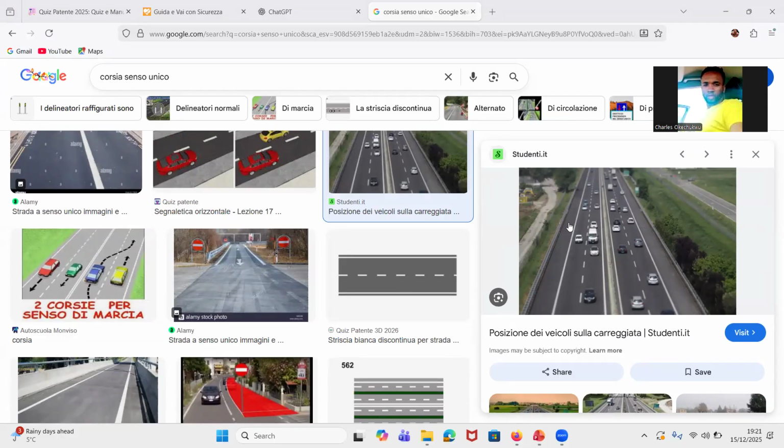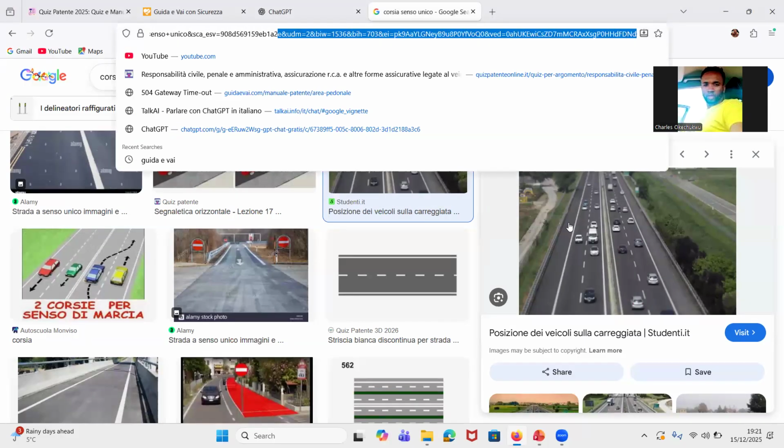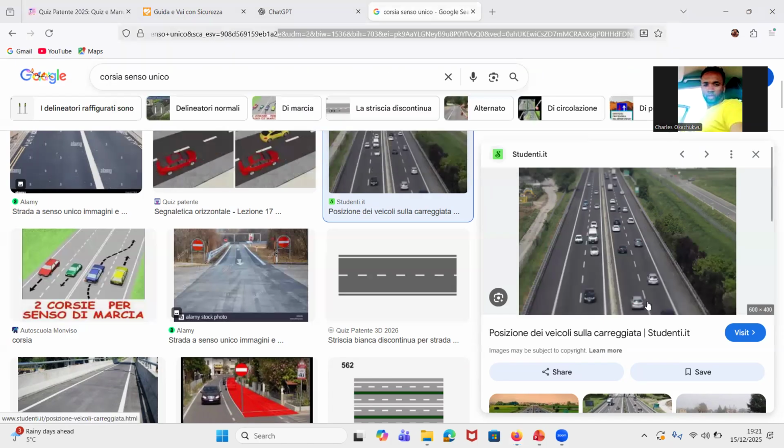Okay, they put this line here. If you look very well, you can see these cars are going the same direction. Just focus your attention only here. They're going the same direction. All the cars go the same direction. Now, you understand why the cars go the same direction, because in the center of that carreggiata, they put this line.